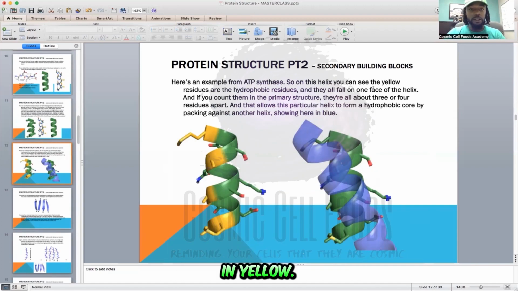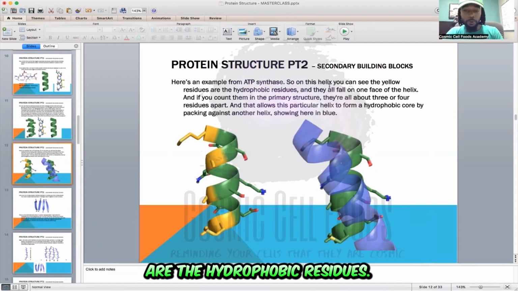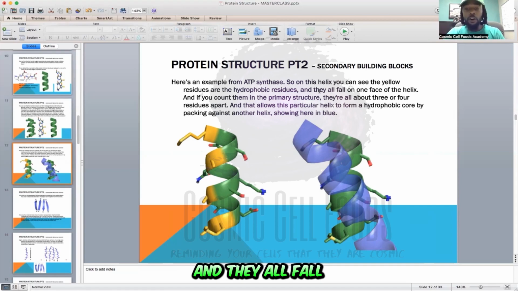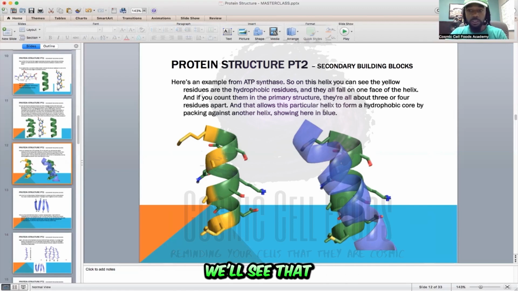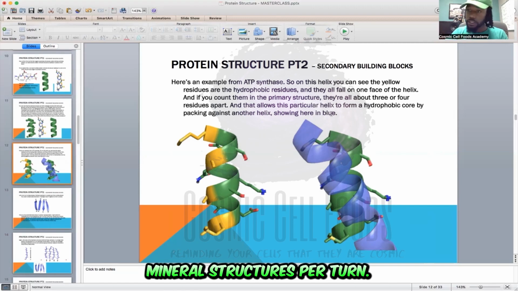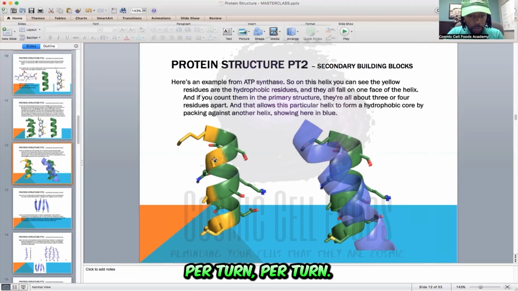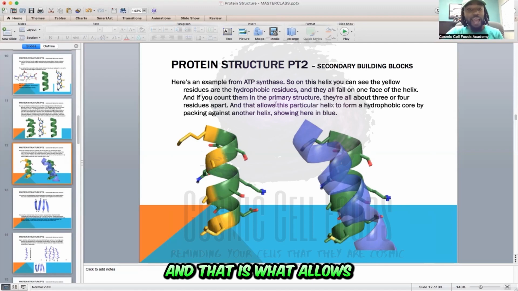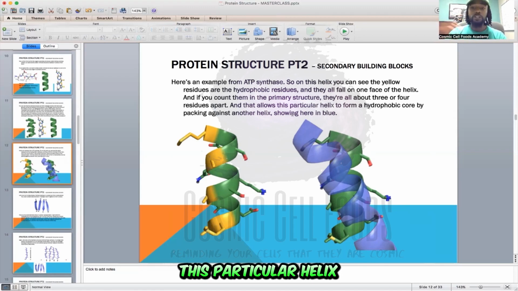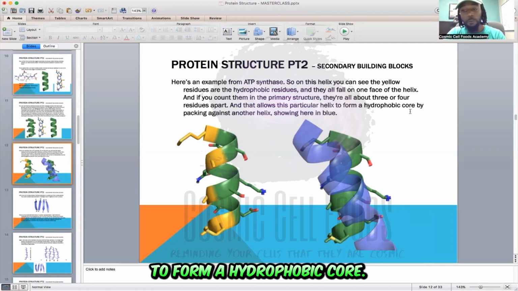Same as we see here in yellow. The yellow residues are the hydrophobic residues, and they all fall on one face of the helix, which is about 3.6. And if you count them in the primary structure, as we did over here, we'll see that there are about 3.6 residues per turn, per full turn. So we got to understand that. And that is what allows this particular helix to form a hydrophobic core.